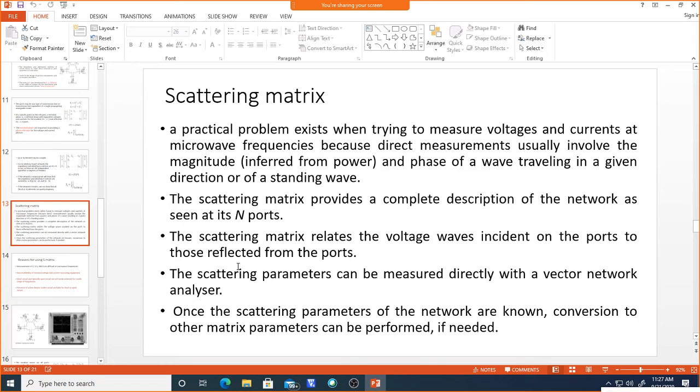This is a device used to measure them, and you can also transform these scattering parameters into other matrices, like Z or Y. You can convert these S parameters into Z and Y, or any other parameters, and use them if needed. If the application requires that, you can design with it.